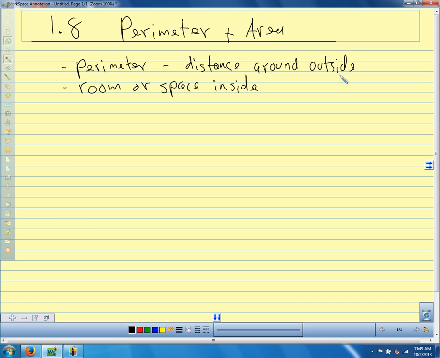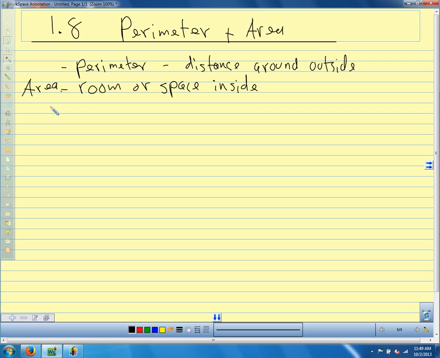Perimeter is a length. We're talking about a length. And I forgot, this is for area. Area is the room or the space inside. So perimeter is a length. We're talking about inches, meters, yards.